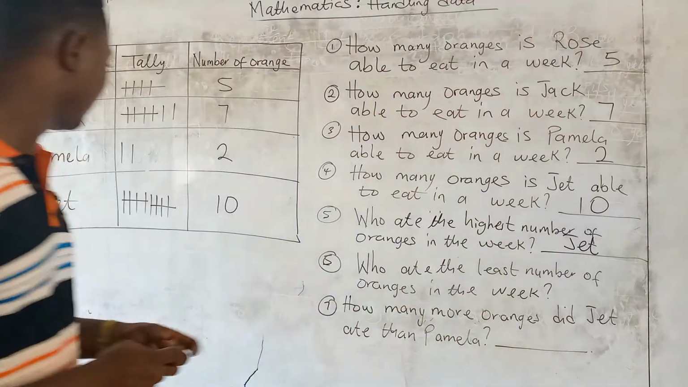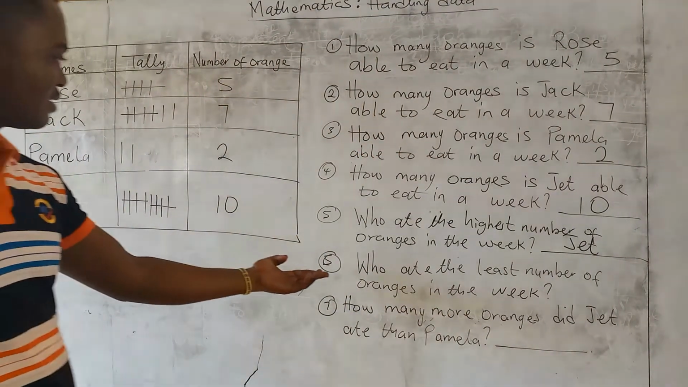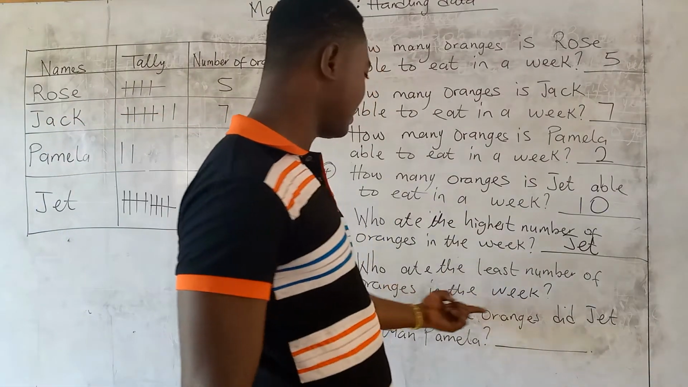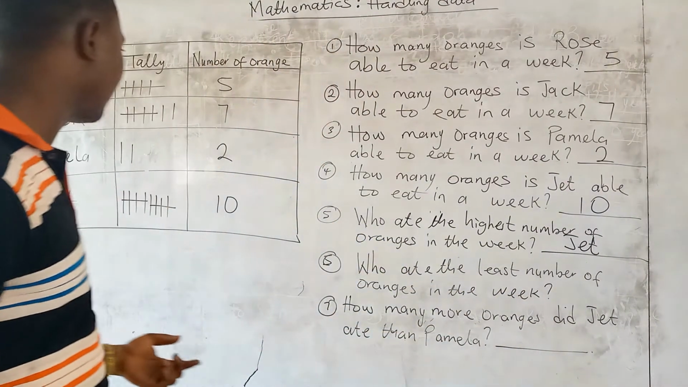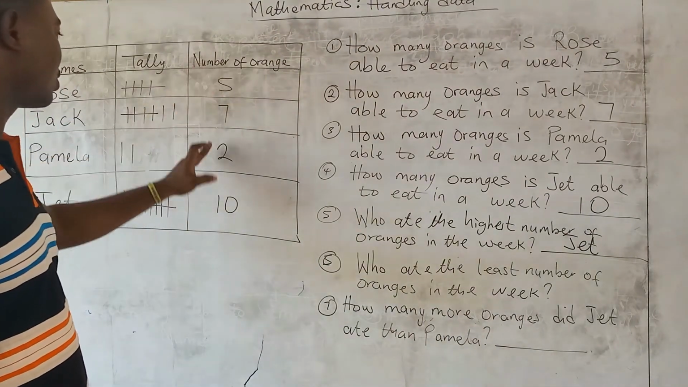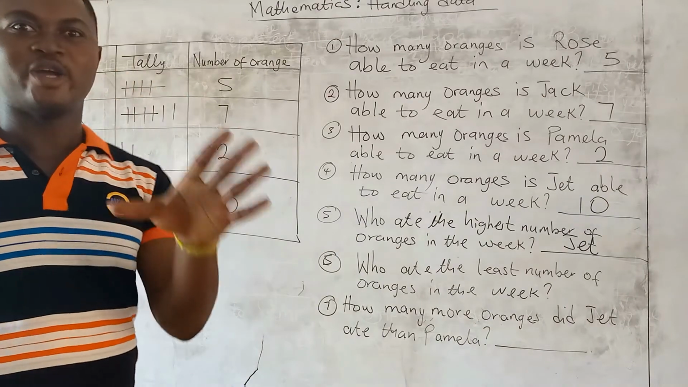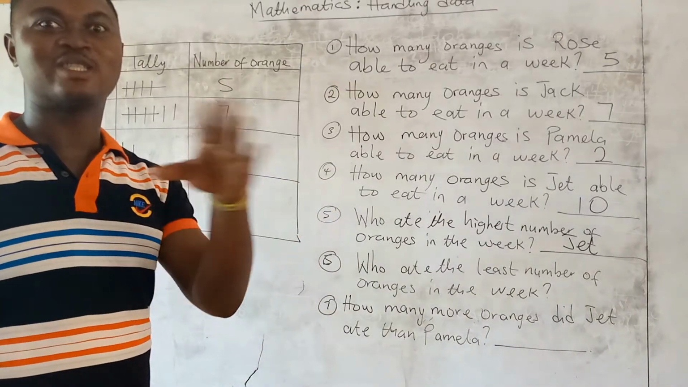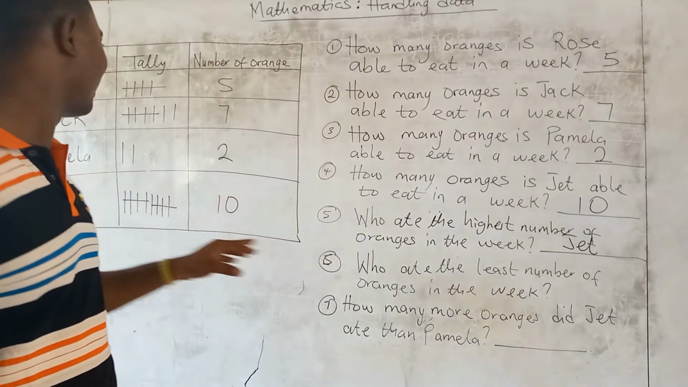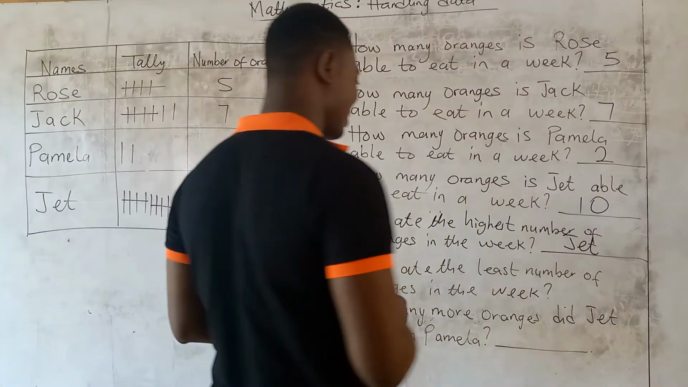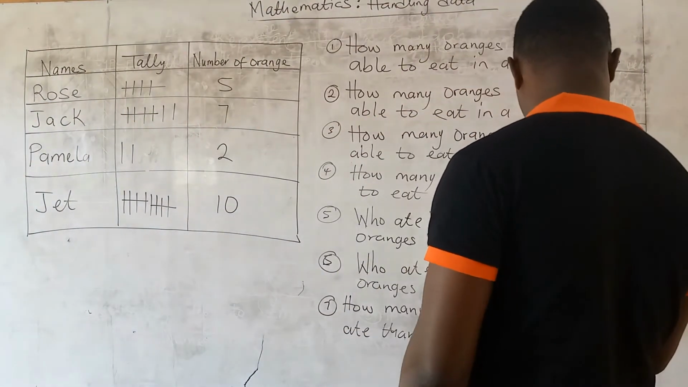And then the last things, we have the 6th question here. Who ate the least number of oranges in the week? We checked through, we could see it's Pamela. It is either she doesn't like orange or she's sick, so she cannot eat. Either one of them. But she ate the least, so we will have Pamela here.